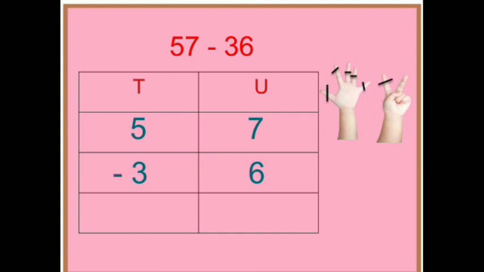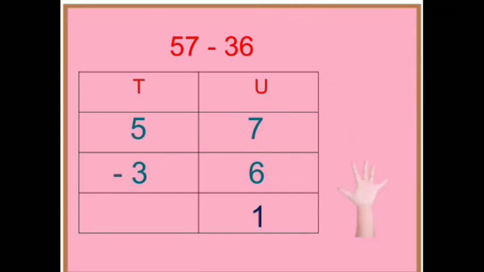Now, how many fingers are remaining? 1 finger is remaining. So, we will write 1 in units place. Next, we should subtract tens place digits. They are 5 and 3. Here, first number is 5. So, we have 5 fingers. Next number is 3. So, we will cut 3 fingers.